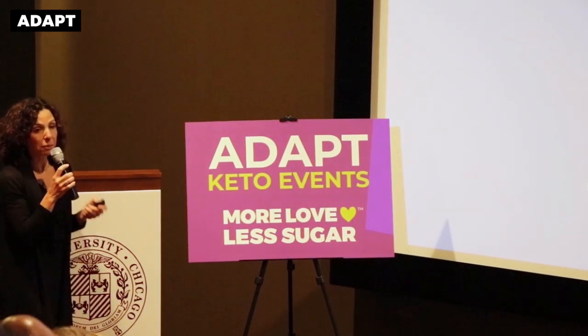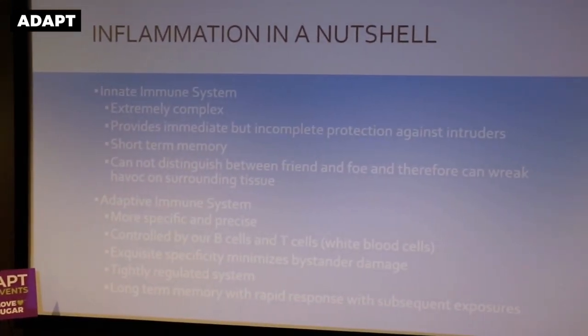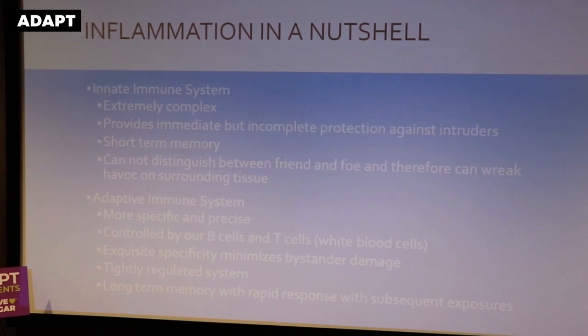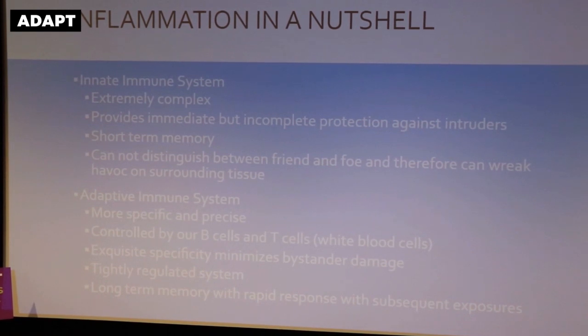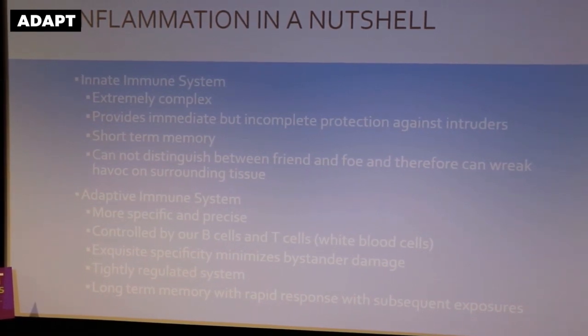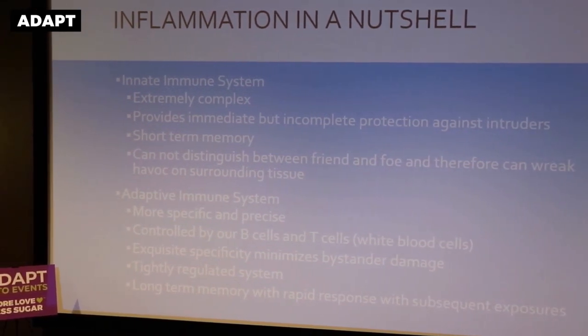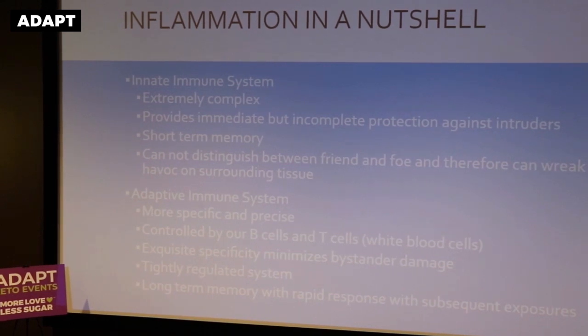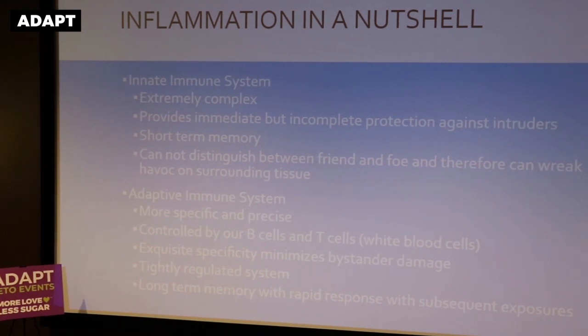Okay. So inflammation in a nutshell, there are two main systems in our body that are part of the immune system, the innate immune system and the adaptive immune system. And the differences between them are that, both are really complex, but the innate immune system provides immediate but incomplete protection against intruders. So it just senses an intruder and goes after it. Okay, it's not specific. It doesn't target a specific invader. It just reacts. It can't distinguish between a friend and a foe, and therefore it can wreak havoc on the rest of our body and the surrounding tissue.